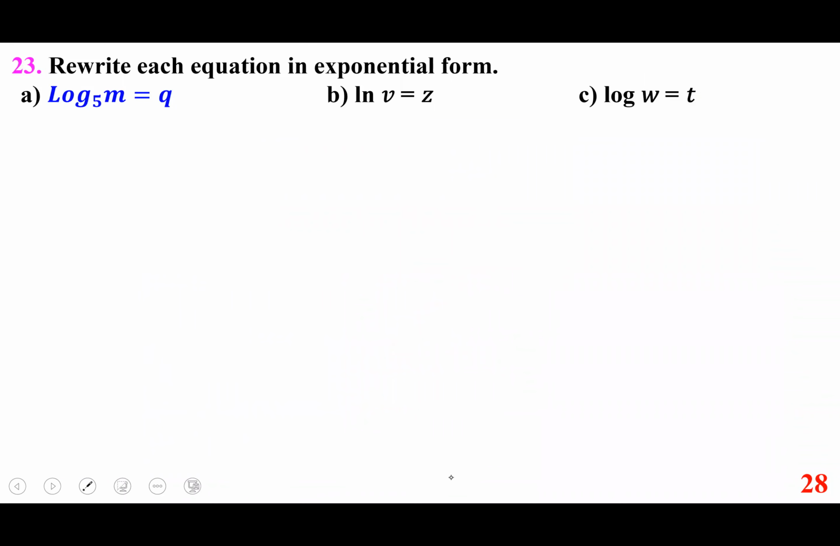All right, we want to rewrite this, and all we have to remember is the basic formula. So 5 to the power of q is m. This one, when we have ln, that means the base is e, so e to the power of z is v. When we have log and no base, the base is 10, so 10 to the power of t is w. So maybe I write this in this format.